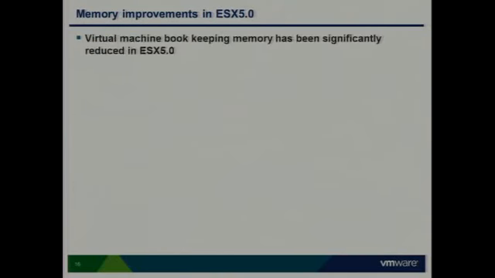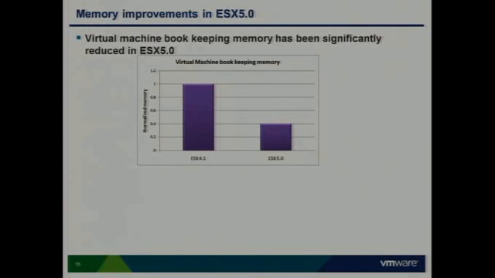In addition to the VRAM that is allocated for desktops, the hypervisor also has to keep track of some bookkeeping memory on behalf of that VM. We have significantly reduced this bookkeeping memory in ESX 5.0. As you can see here, we have normalized the bookkeeping memory in ESX 4.1 and 5.0. For a 1 gigabyte VM, the reduction was 60%. Now, this is a significant savings with respect to bookkeeping memory. What this means to end users like you is that you will be able to run more VMs on a given physical host because we are freeing up more memory.